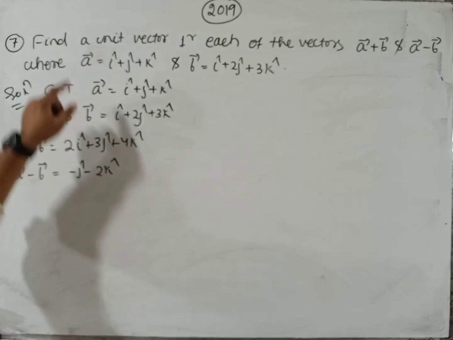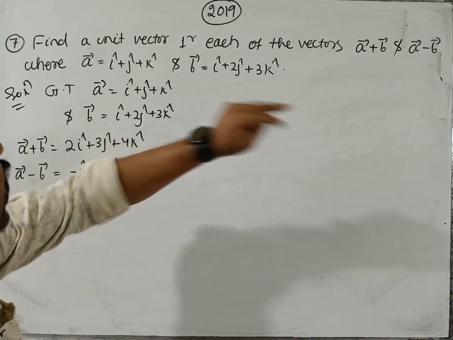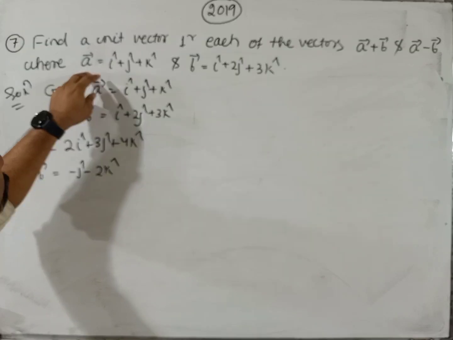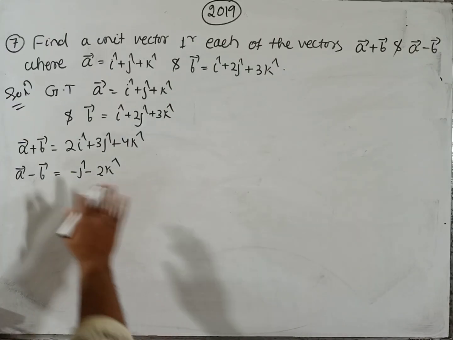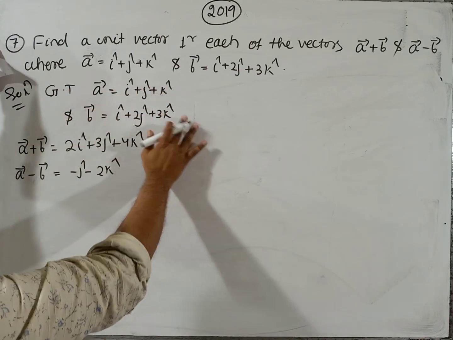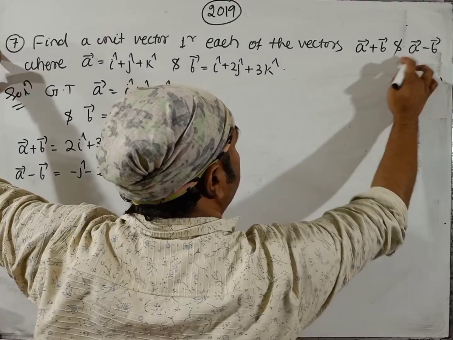Here it is the next question. Find a unit vector perpendicular to each of the vectors A vector plus B vector and A vector minus B vector, where the two vectors A vector and B vector are given to you. First of all, we have to write down the given data. Given that A vector is equal to this much and B vector is equal to this much. Then we have to find out A vector plus B vector and A vector minus B vector.